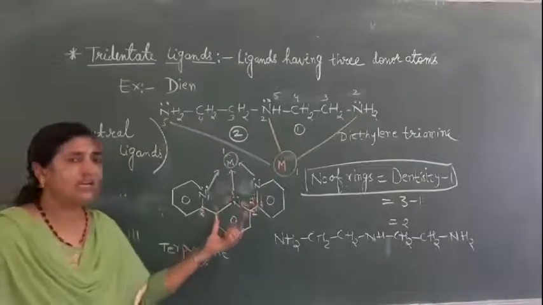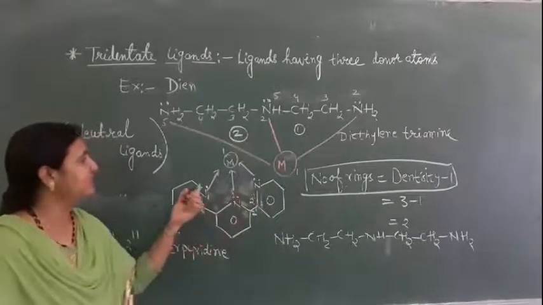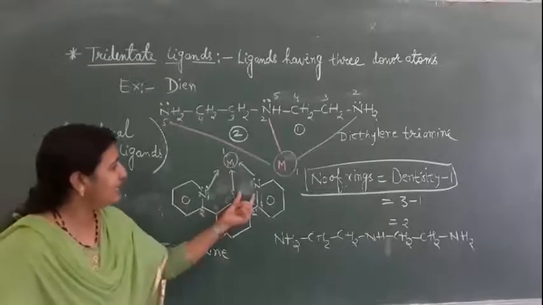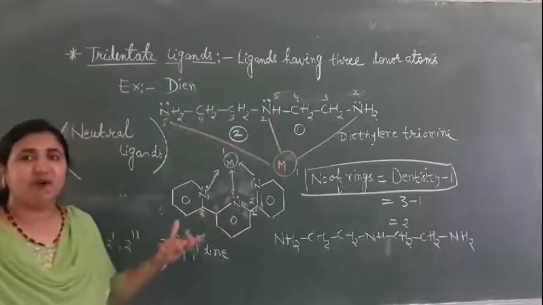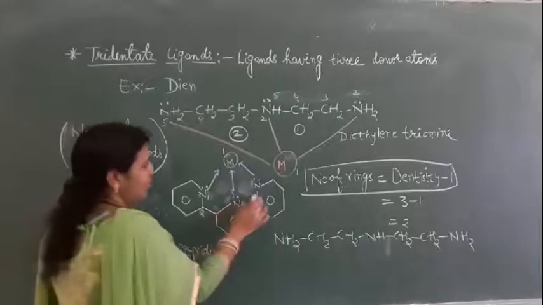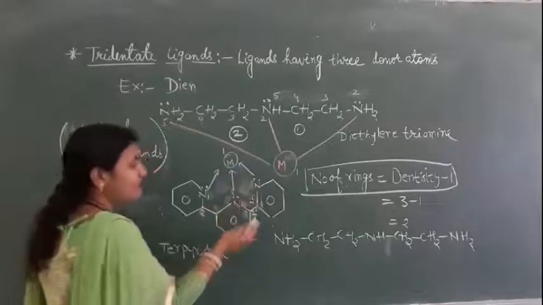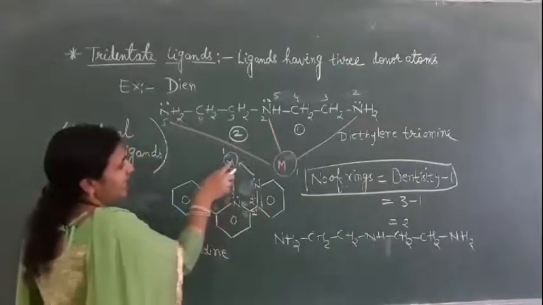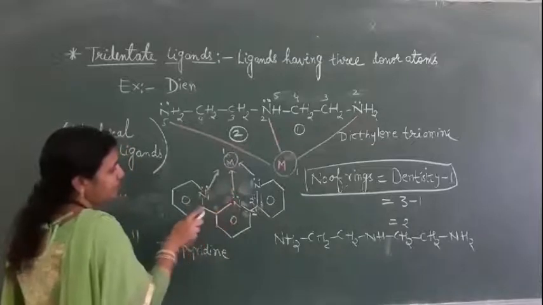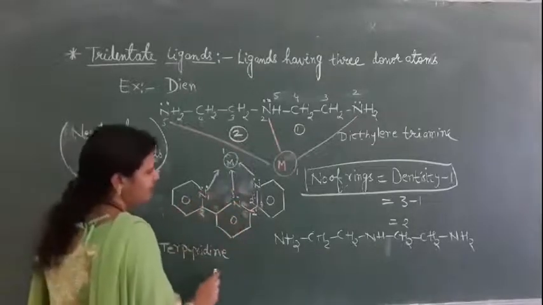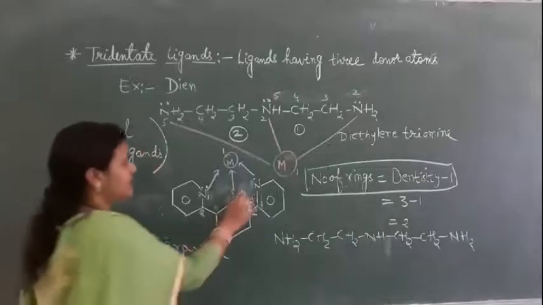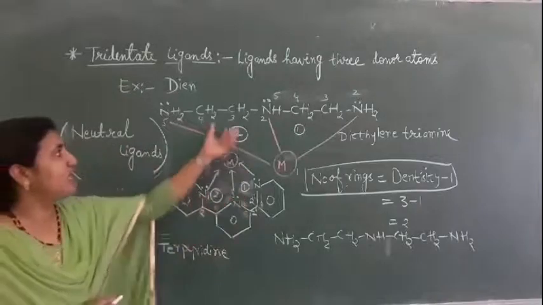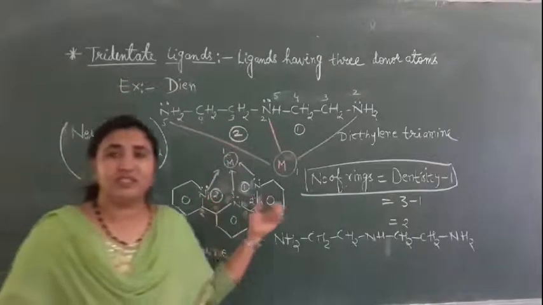This is also a tridentate ligand. These 3 nitrogens donate electron to the central metal atom here, and they will form rings here. How many rings will they form? 2 rings only here. How many member ring is it? This is 1, 2, 3, 4, 5, and from here 1, 2, 3, 4, 5. So totally 5-membered ring will form. How many rings? 2 rings. This is one ring and this is another ring. So 5-membered 2 rings will form here.